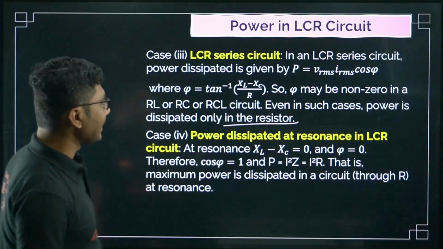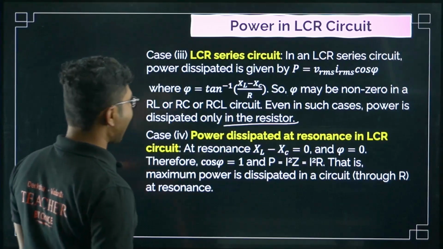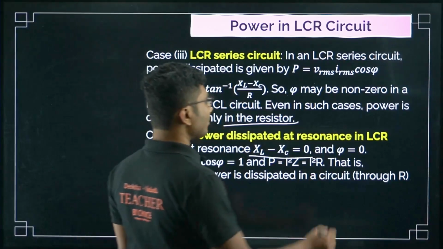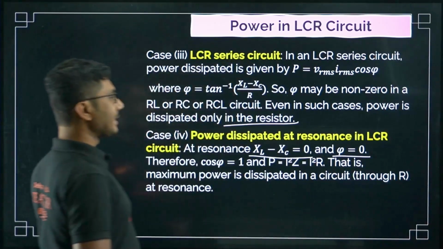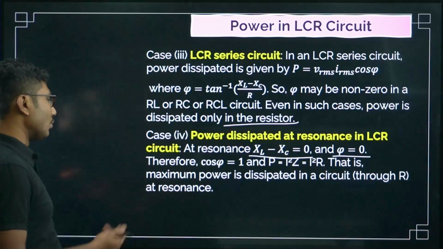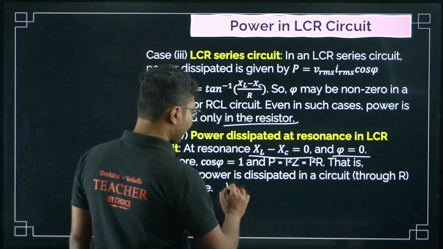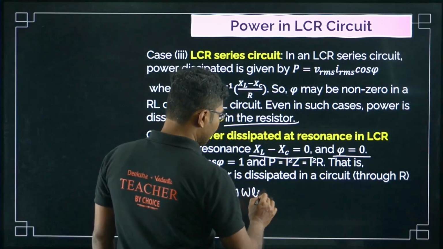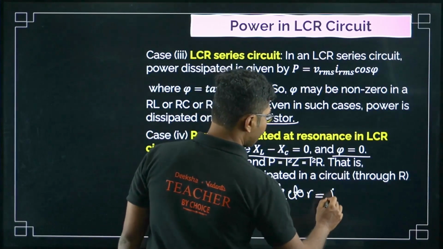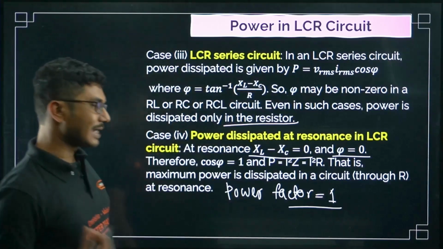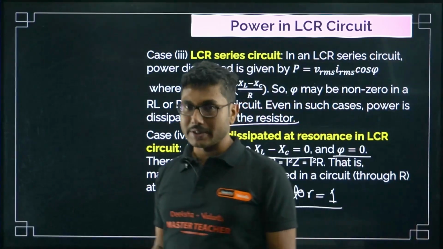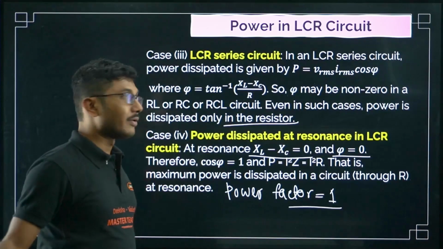Okay, power dissipated at resonance in LCR circuit: at resonance XL minus XC becomes 0, so phi also becomes 0. So power dissipated again becomes maximum. That is, the maximum power is dissipated through R at resonance. Again, power factor is 1. Power factor 1 means maximum power dissipated. If it is less than 1, it means not exactly all power is dissipated. And 0 means no power dissipated.